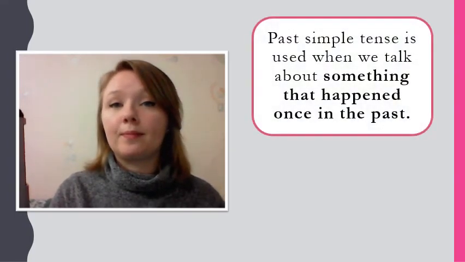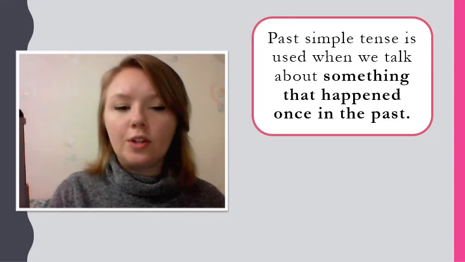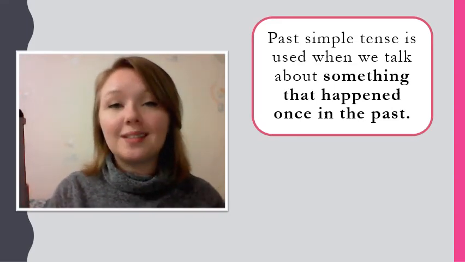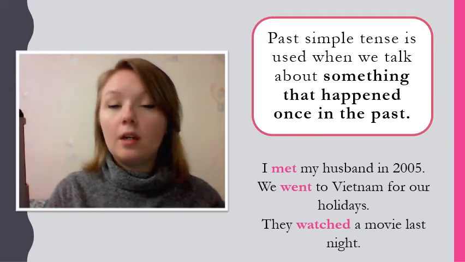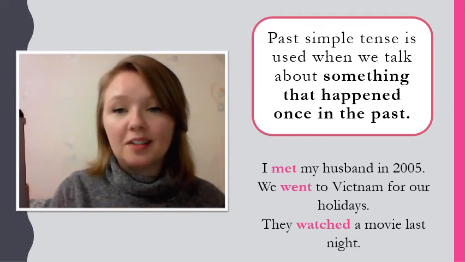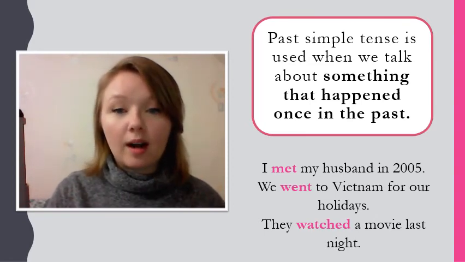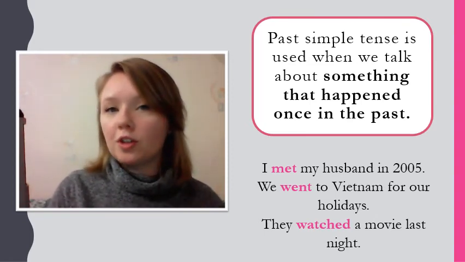Let's look at some sentence examples about the 3 different ways we can use past simple. So first we see we can use past simple, of course, to talk about something that happened one time in the past. For example, I met my husband in 2005. We went to Vietnam for our holidays, or they watched a movie last night.